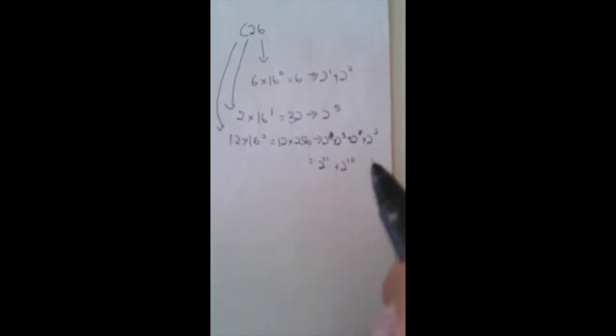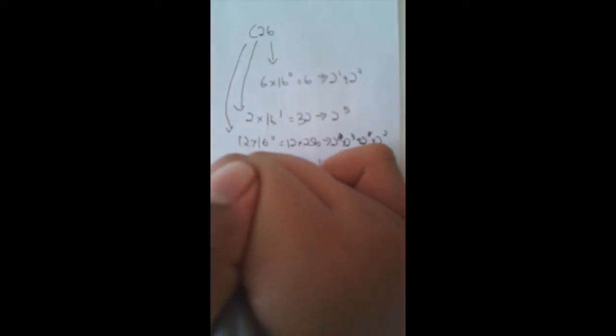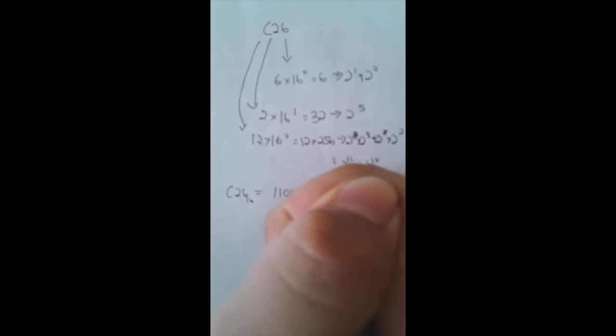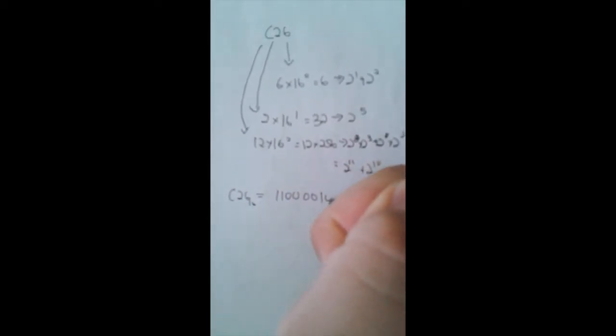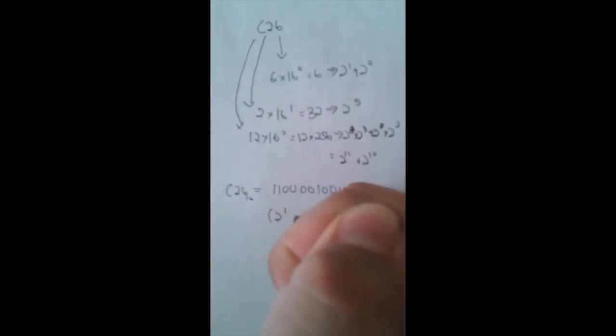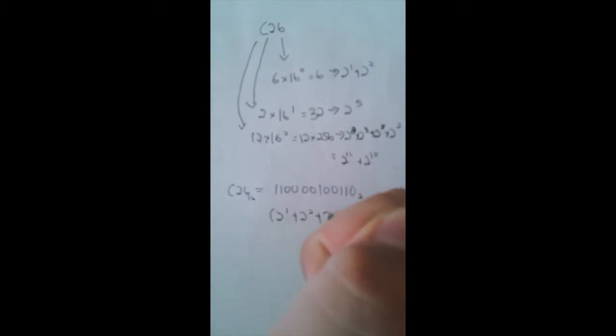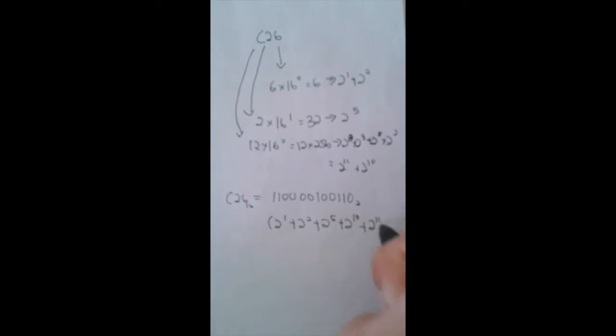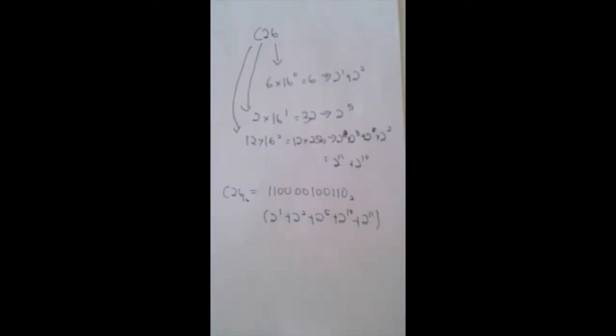Therefore, C26 in binary is 110000100110, which is equal to 2 to the power of 1 plus 2 to the power of 2 plus 2 to the power of 5 plus 2 to the power of 10 plus 2 to the power of 11. After which, we shall show you how to convert from binary to hexadecimal.